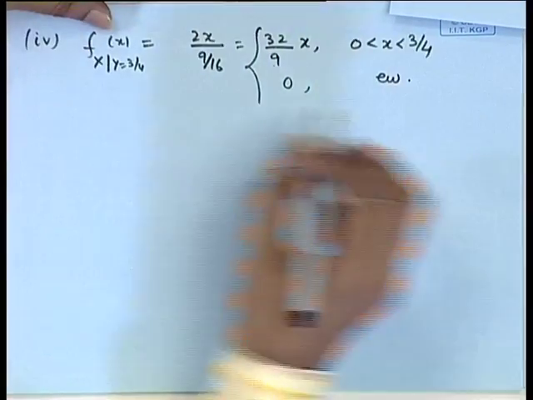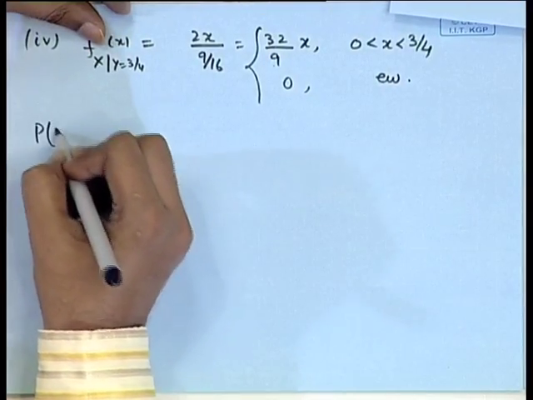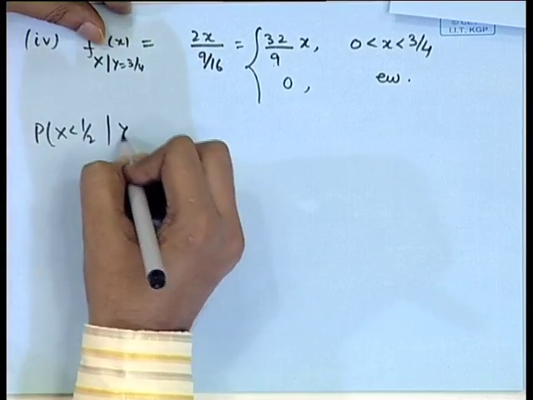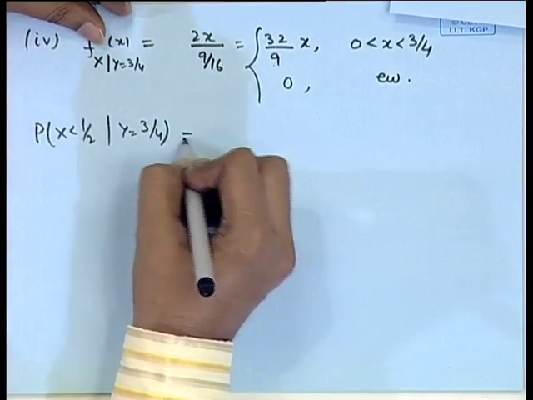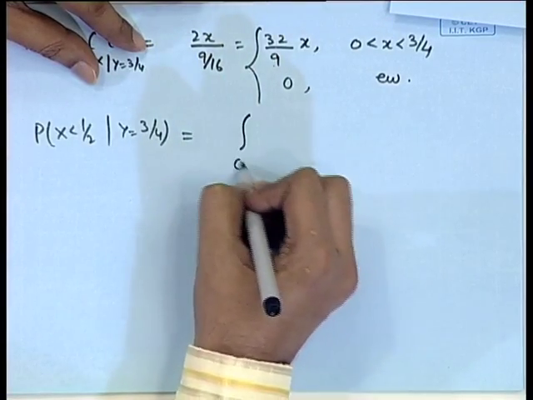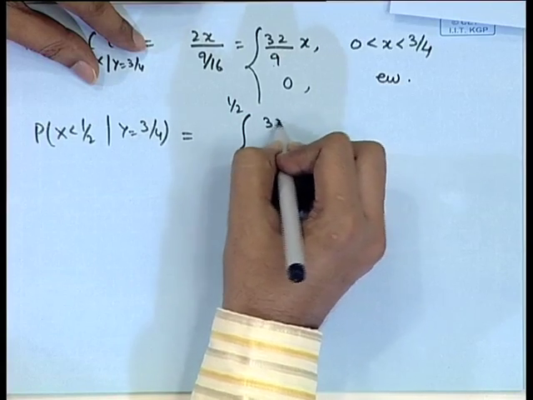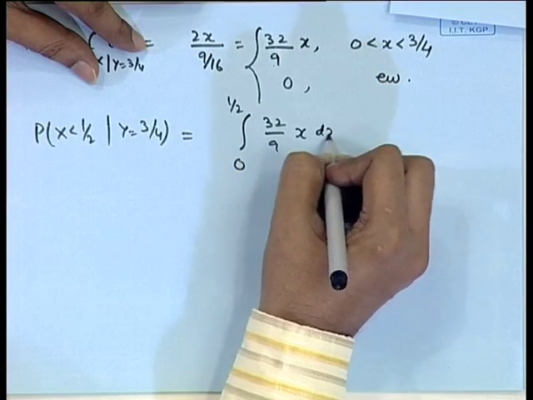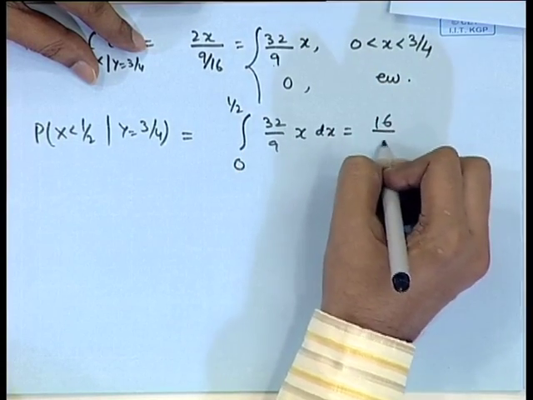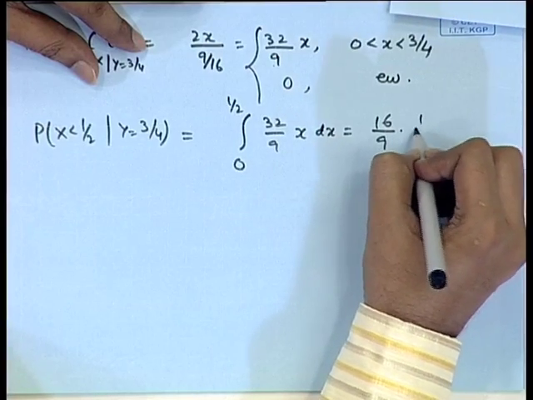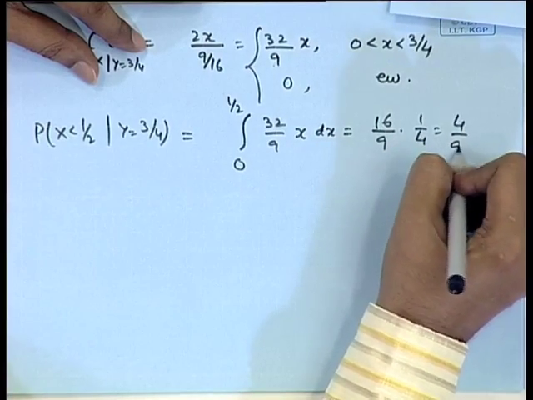Now, if we want to calculate probability of x less than half given y is equal to 3 by 4, it is the integral from 0 to half 32 by 9 x dx, which is 16 by 9 times 1 by 4, that is 4 by 9.